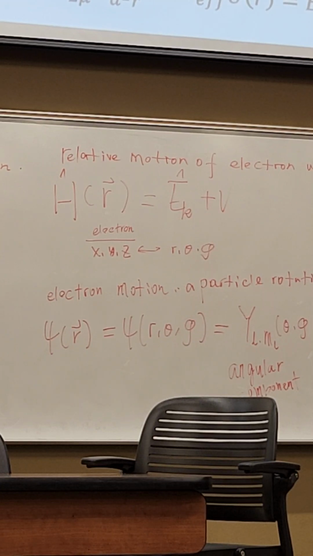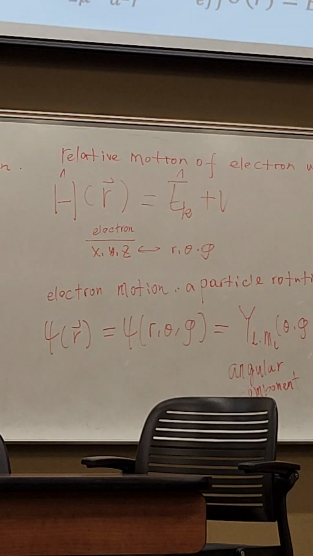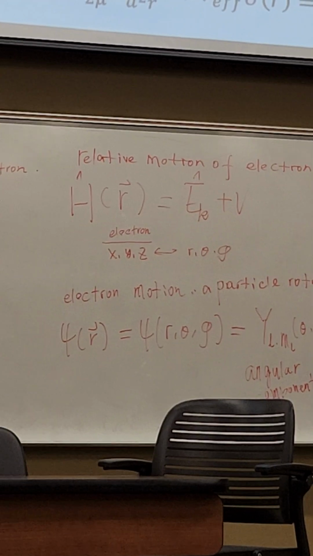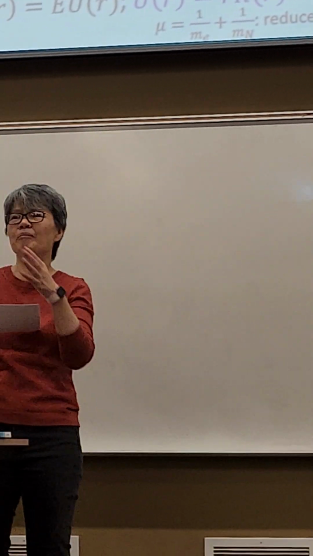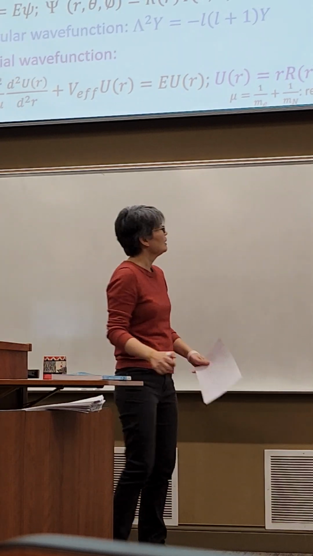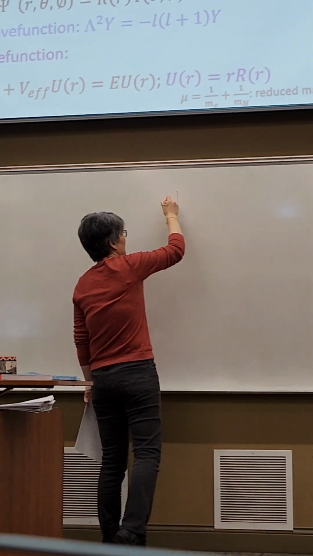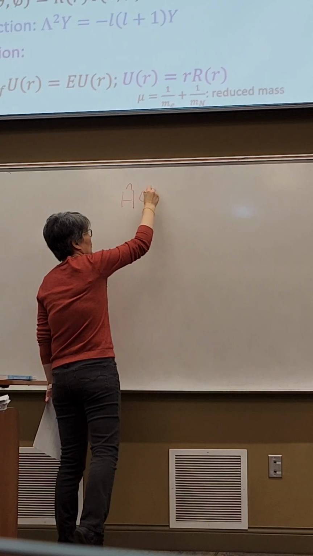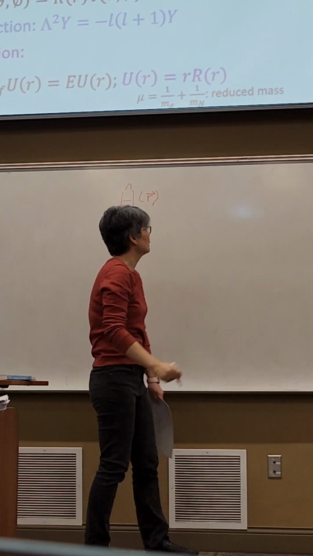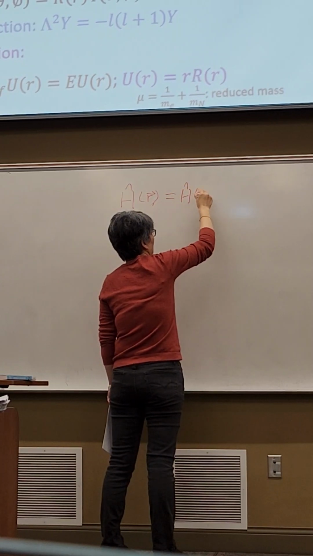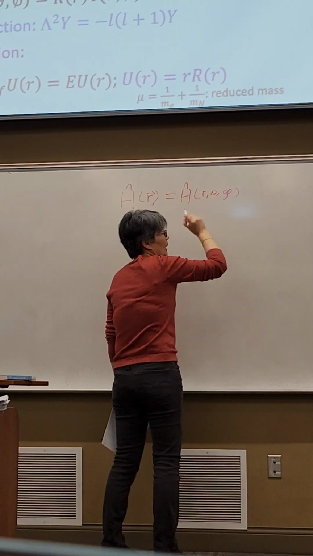Now, what exactly would it be? We have to solve for it, but that's our strategy attempt. Okay. All right. So once the strategy is clear, now let's try it out. This is our exact Hamiltonian operator. It depends on one position coordinate. So if I want to write this out, it is a function of r, theta, phi.